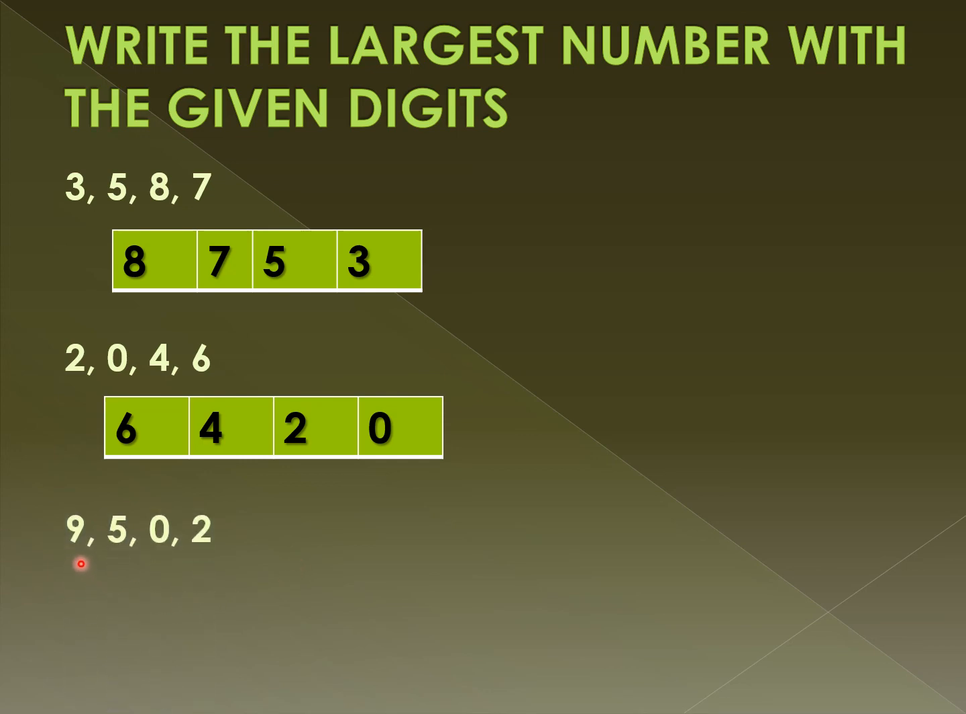Let's look at another example. We have the digits 9, 5, 0, 2. To get the largest number, let's arrange these numbers in descending order. 9, 5, 2, 0. The largest number formed is 9,520. So that is how we can form the largest number using the given digits.